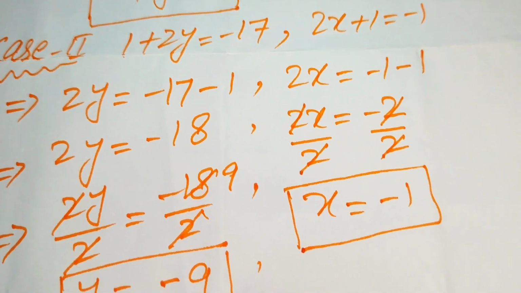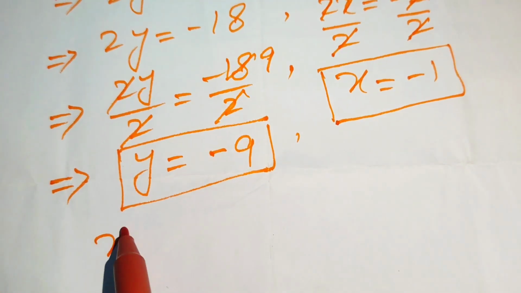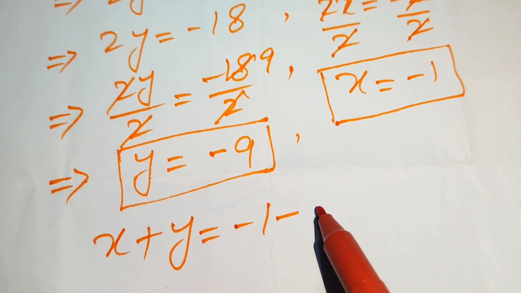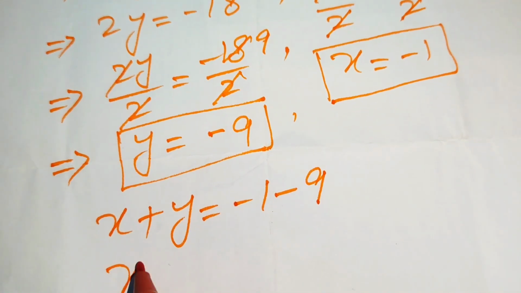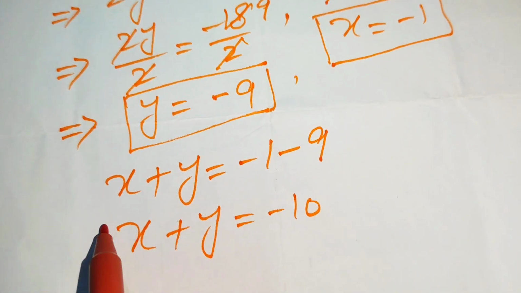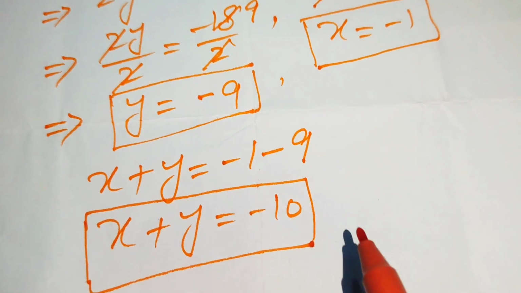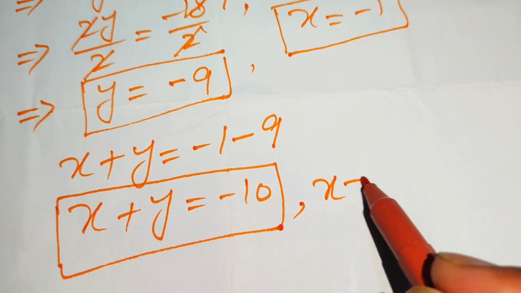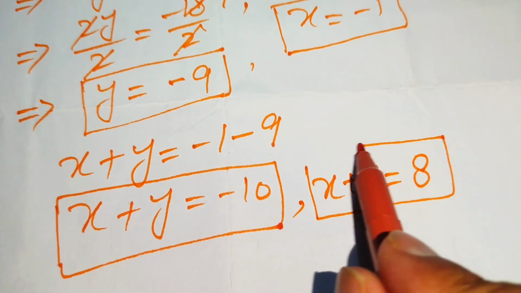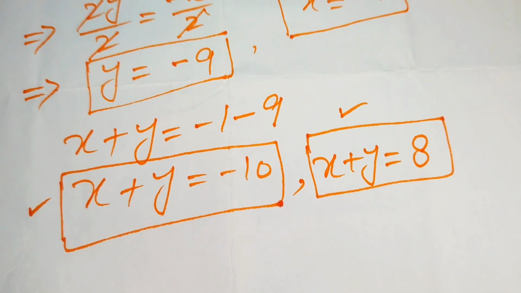So these are the two values of x and y from case number 2, and now we add these two values and we get x plus y equals minus 1 minus 9, and minus 1 minus 9 is equal to minus 10. So this is the second solution of the given question, and its first solution is x plus y is equal to 8. So this is our final answer of this question, and thank you so much for watching this video.